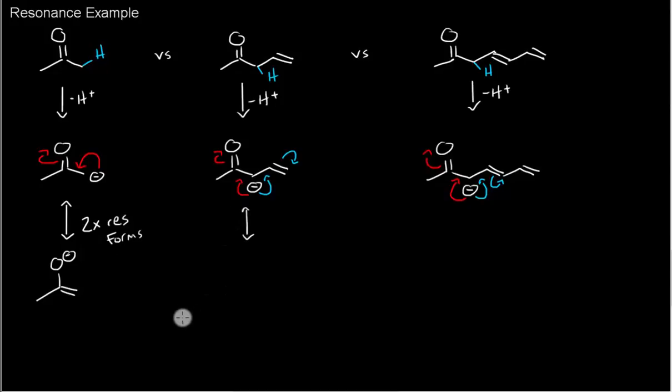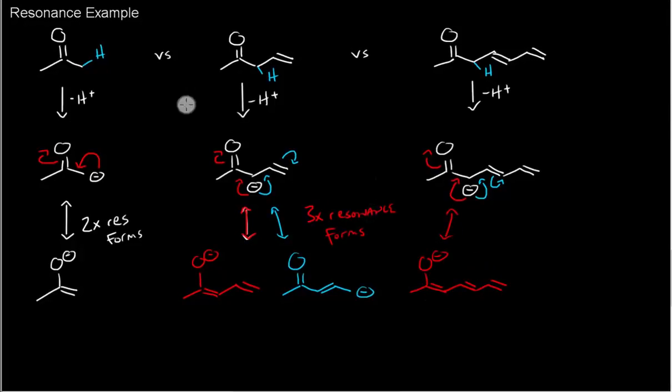For the middle molecule, we actually have to take into account two different ways we can draw resonance forms. We could draw the red possibility, so this would be the red possibility, and then we could also take into account the blue possibility, so this would be the blue possibility. Then we can draw two different resonance arrows, one for the red and one for the blue. If we count the total number of resonance forms, in this case we have three resonance forms. This would be the red resonance form, and then we could draw a blue resonance form right here.